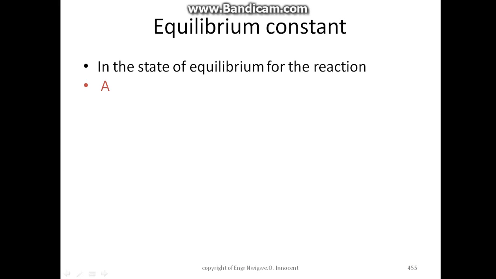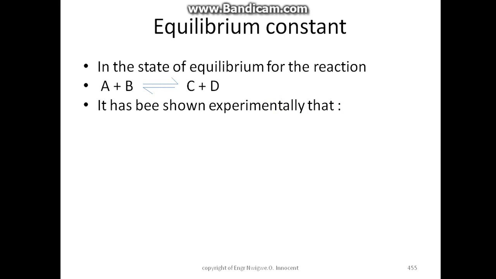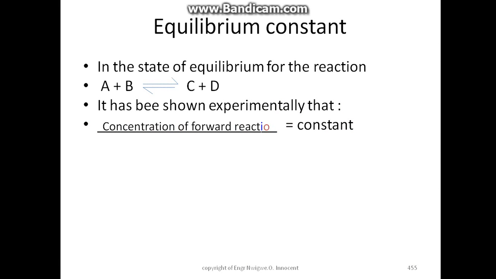Equilibrium constant. In the state of equilibrium for the reaction, A plus B will give C plus D. C plus D will also give A plus B. It has been shown experimentally that the concentration of the forward reaction over the concentration of the backward reaction is equal to a constant.